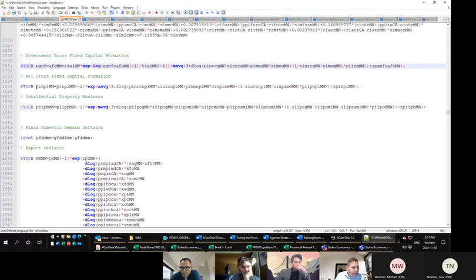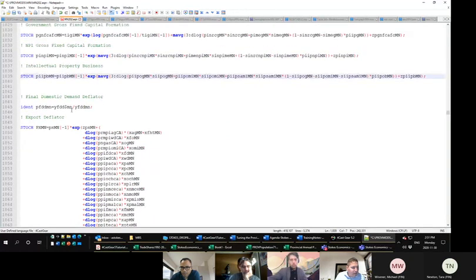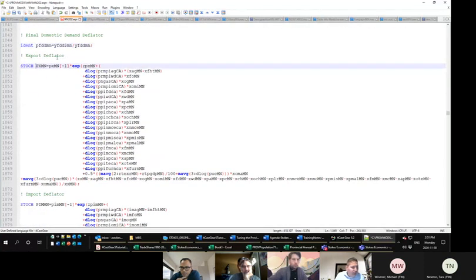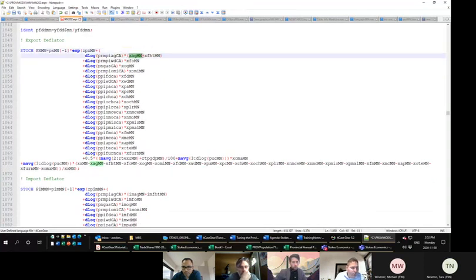And then the government price deflators and some more of the investment ones. And then we have our aggregate final domestic demand deflator. And then we get into our export deflator. So here we're looking at real exports for a specific industry. So here's agriculture, fishing, hunting and trapping, not forestry because it's right here. Applying that to the raw material price index for agriculture products.